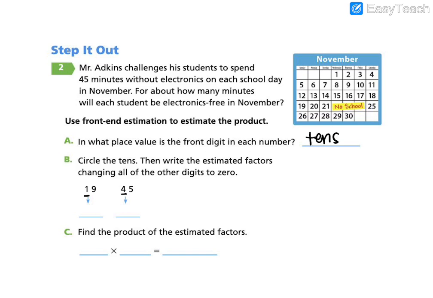All right, it asks us to circle the tens, then write the estimated factors by changing all other digits to 0. So we're just thinking about the number of tens. So 19 has 1 ten, 45 has 4 tens. We need to find the product of 10 times 40. These are estimated factors, which is equal to 400. 10 times 4 is 40. So 10 times 4 tens is 40 tens, or 400.